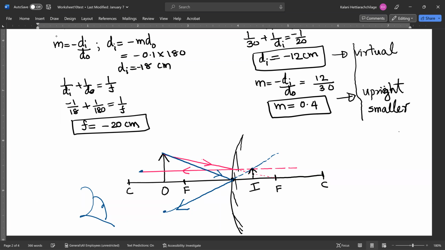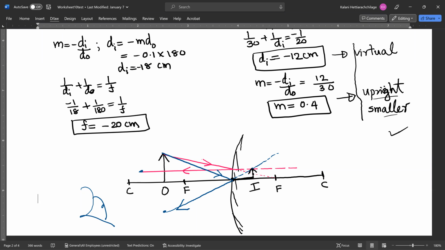Also, if you measure the distance from here to here, that is your DI. You see that DI is less than 20, so it should be around 12. And you have an upright image, smaller in size. You can also measure the size if you draw it to scale. That means everything you have done here is correct.